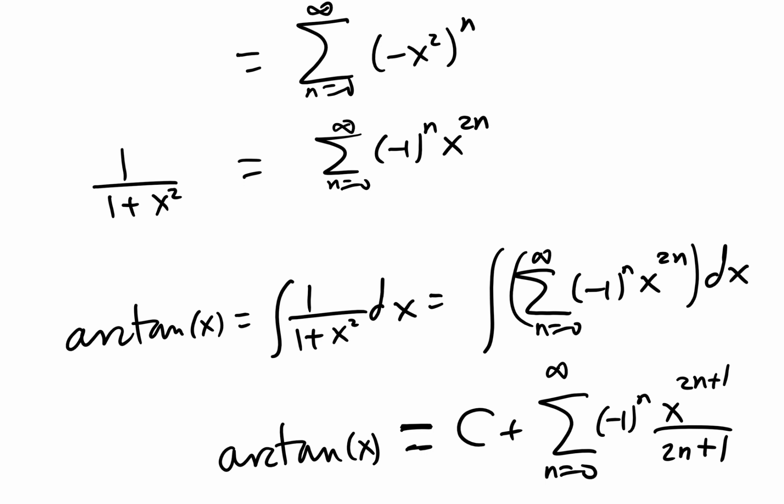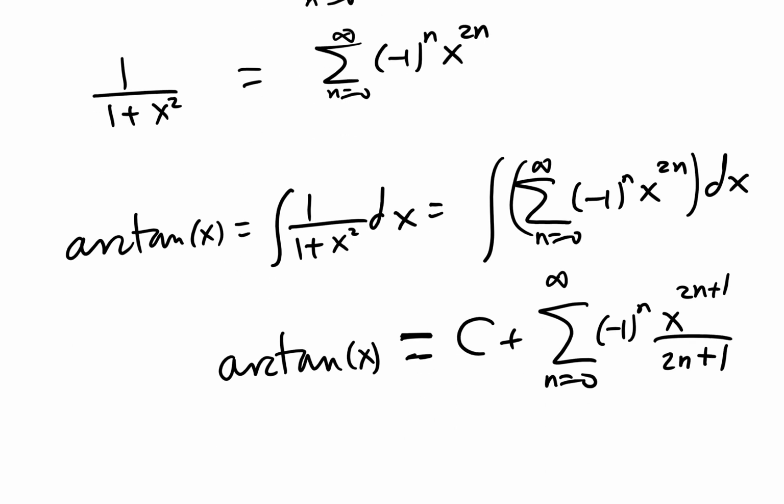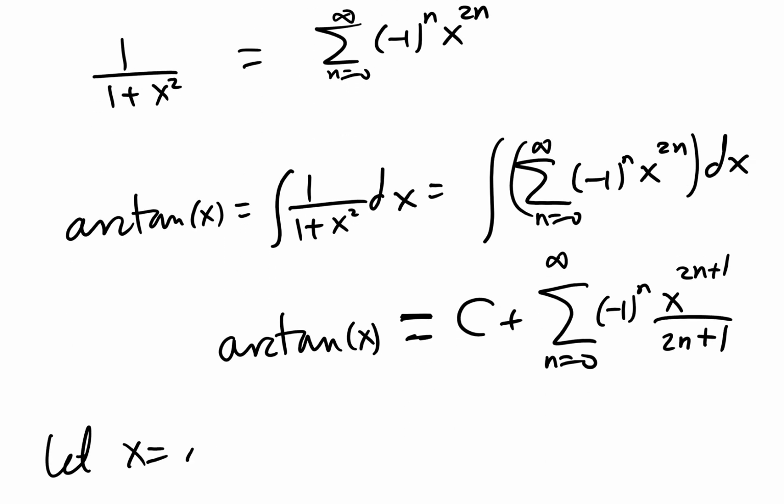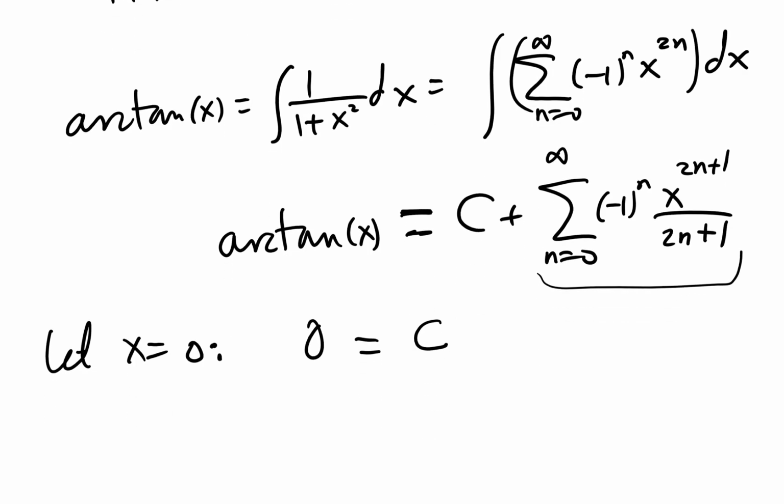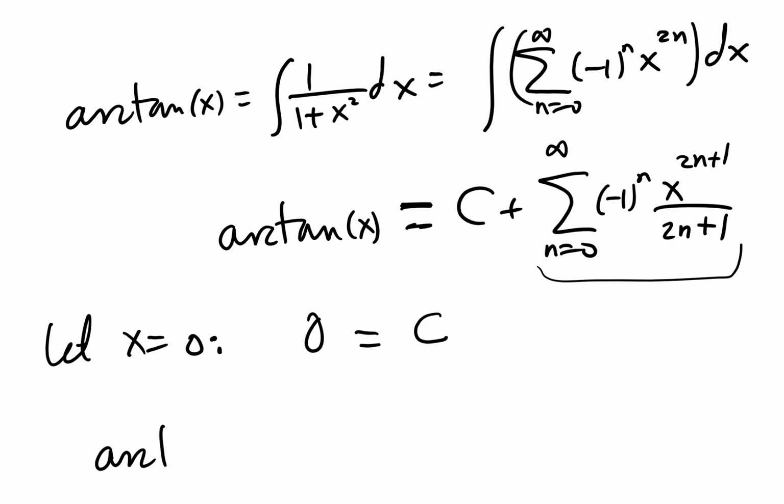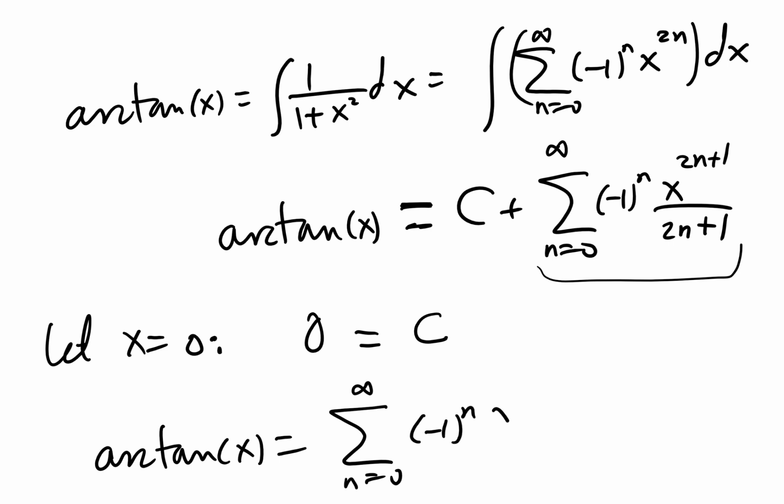In some cases, as we did in the previous example, we may set x equal to 0 and see what happens. So if we let x equal 0, arctangent of 0 is 0, which equals the quantity in the sum, which will all go to 0. So that will give me C equals 0. If I substitute it back in, then arctangent of x can simply be rewritten as the sum from n equals 0 to infinity of negative 1 to the n, x to the 2n plus 1 over 2n plus 1.